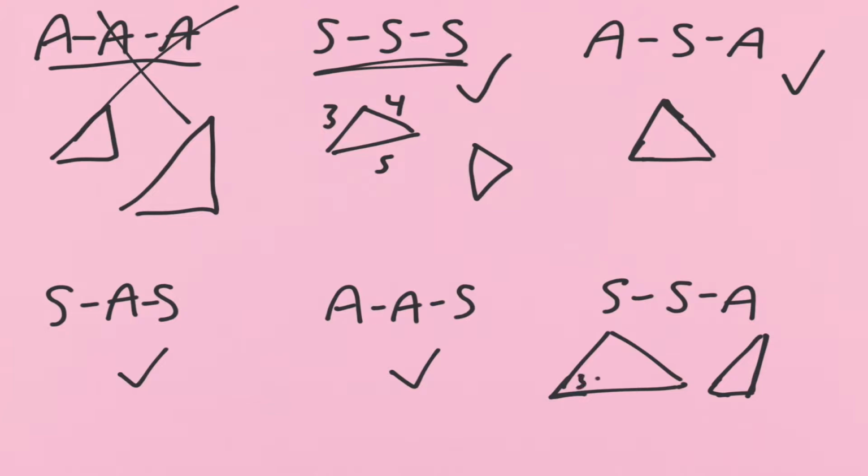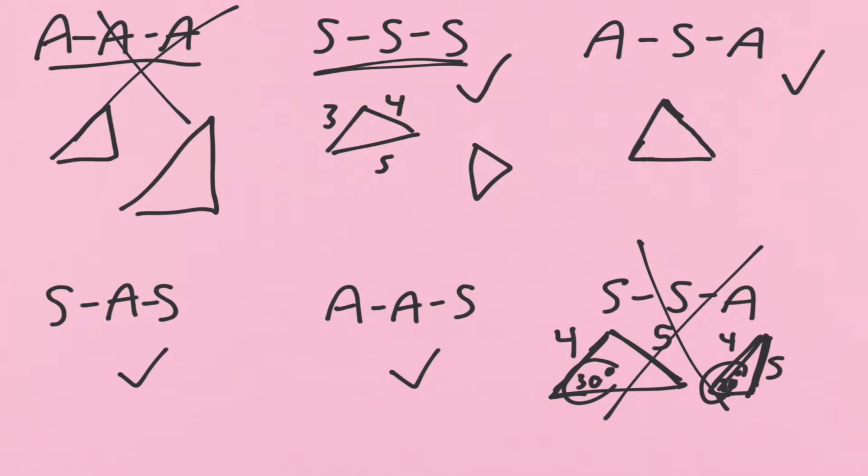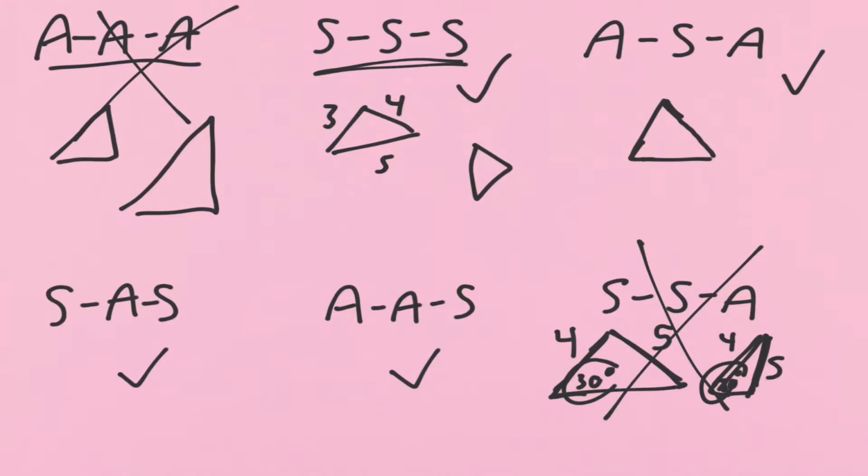So if we had 30 degrees, 4 and 5, 30 degrees, 4 and 5, notice they both have 2 sides that are the same, and then an angle that's the same, but they make 2 different triangles. So side side angle doesn't work, or if you read it backwards, angle side side doesn't work. It might be easier to remember that way. So those are all of the different combinations given 3 pieces of information of angles and sides.